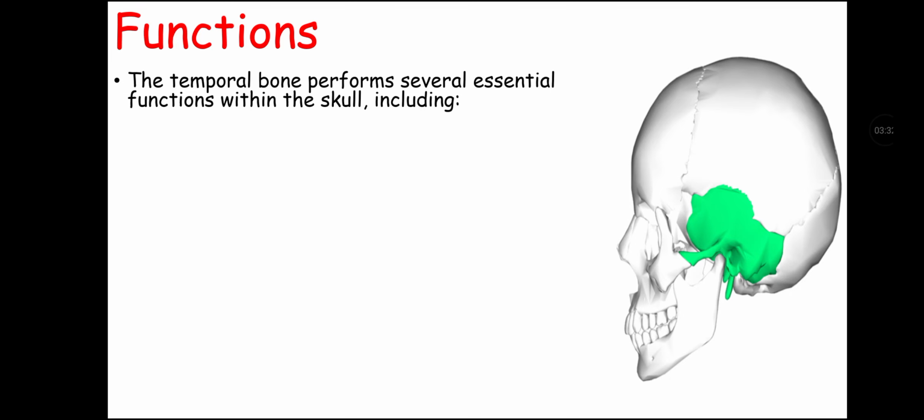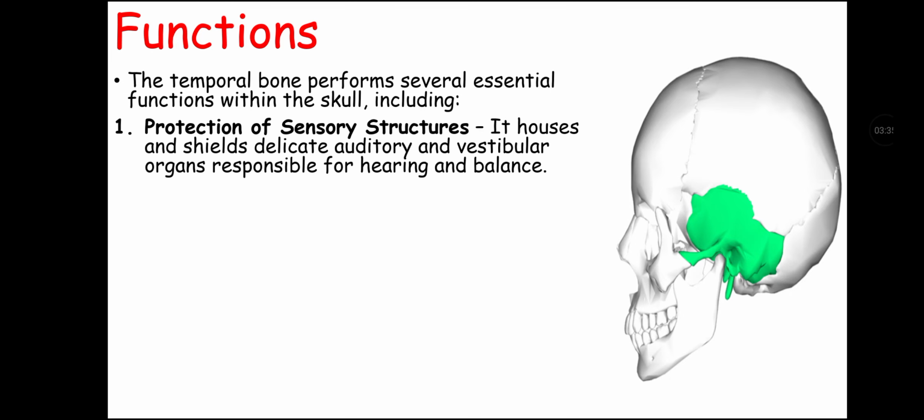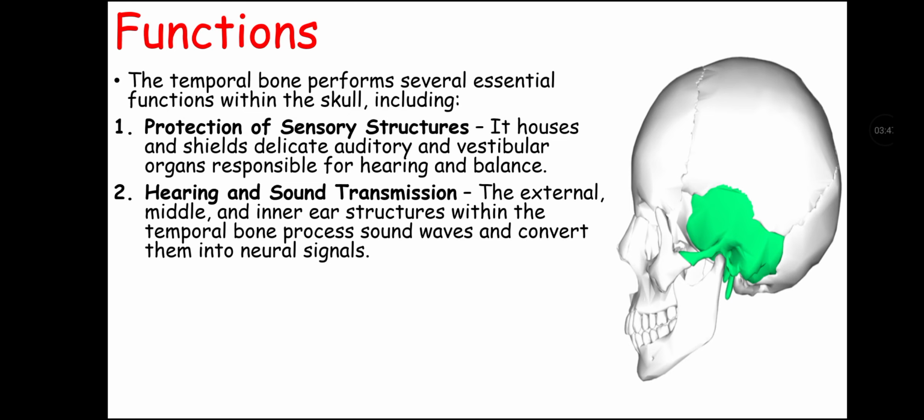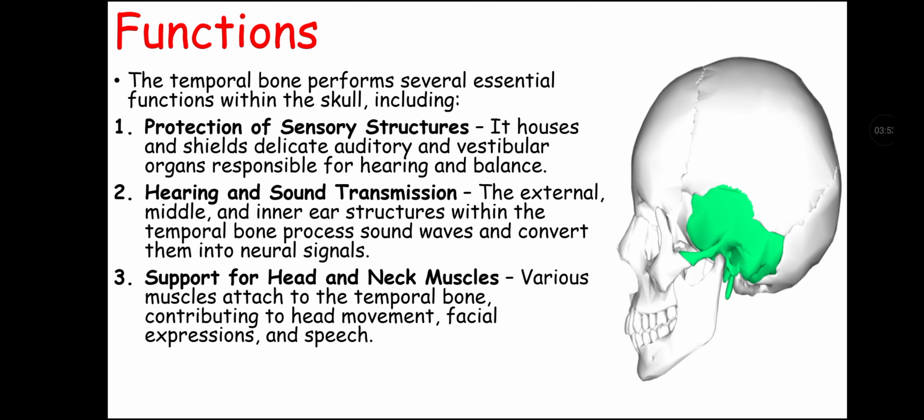The temporal bone performs several essential functions within the skull, including protection of sensory structure as it houses and shields the delicate auditory and vestibular organ responsible for hearing and balance. The second function is hearing and sound transmission, as the external, middle, and inner ear structure are present in the temporal bone, process sound waves and convert them into the neural signals.